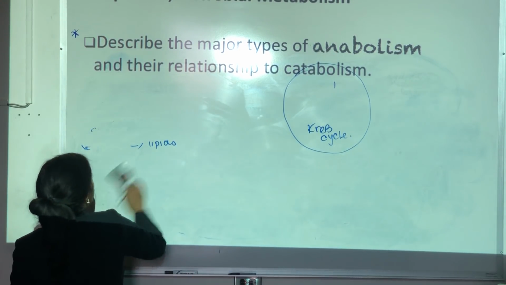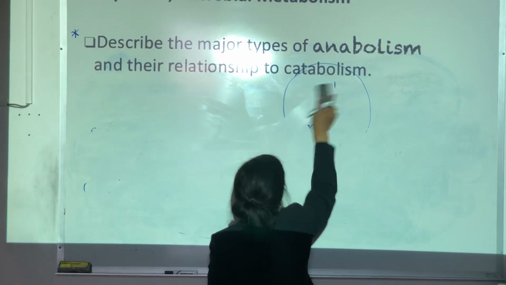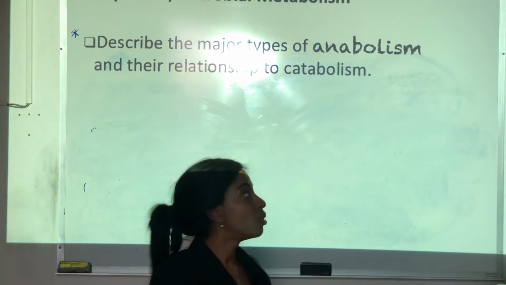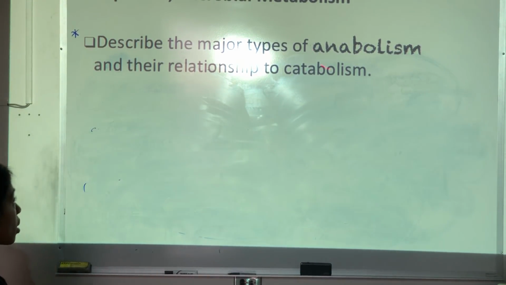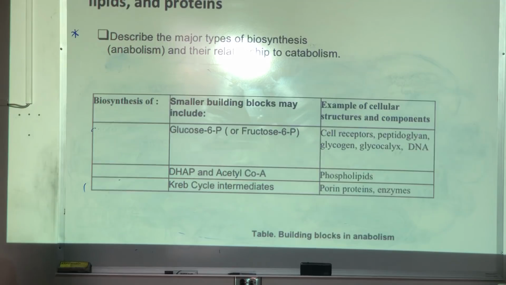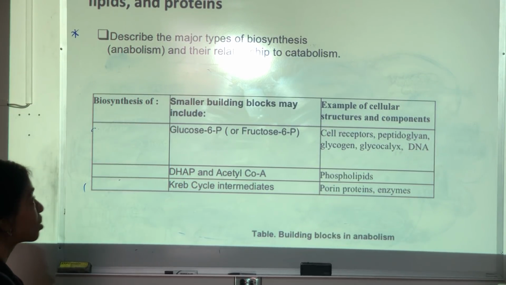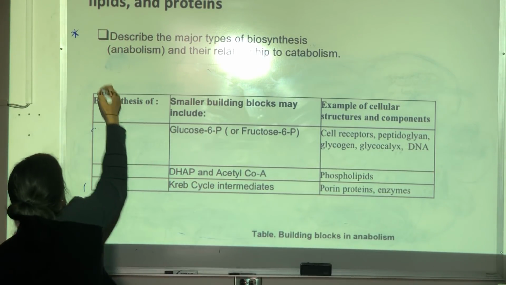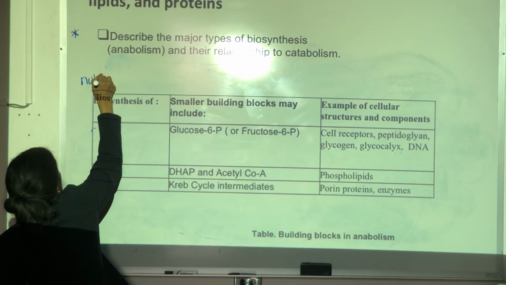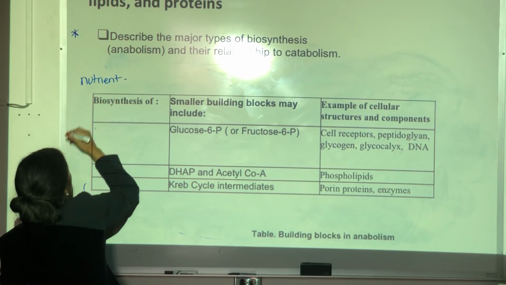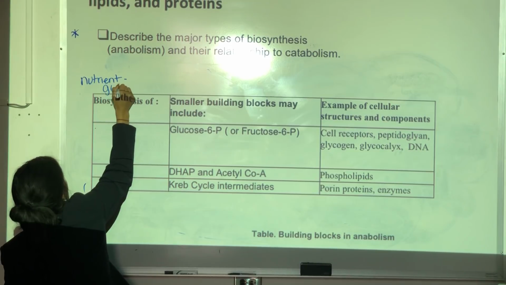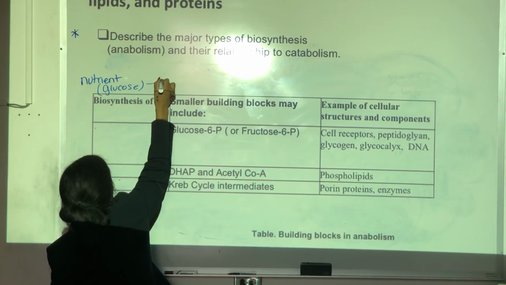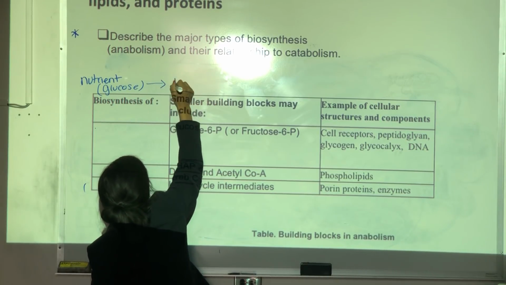Lastly, we will talk about anabolism. Anabolism is different from catabolism because we are now synthesizing molecules. So anabolism or biosynthesis, you're making, right? So in order to make something, first thing you need, let's say you need a nutrient. So your nutrient, let's say, is glucose, right? And glucose gets broken down. You get these building blocks.